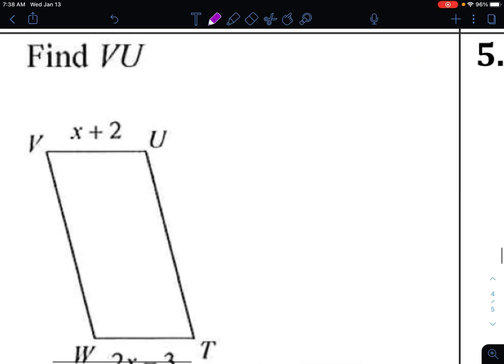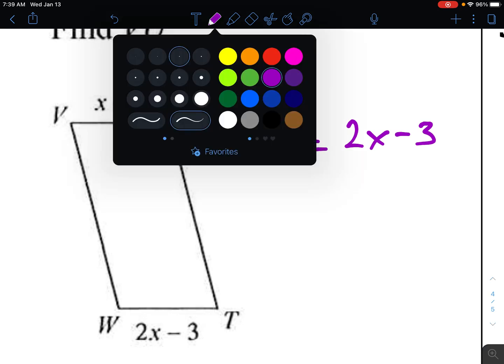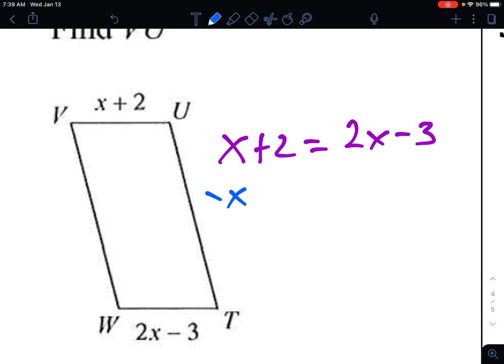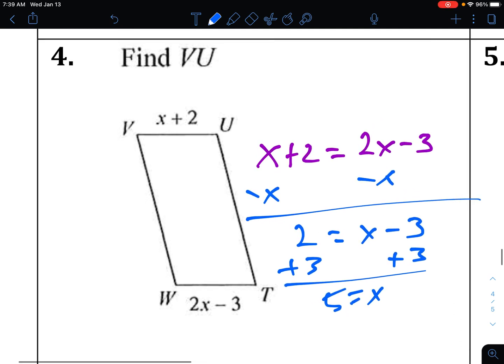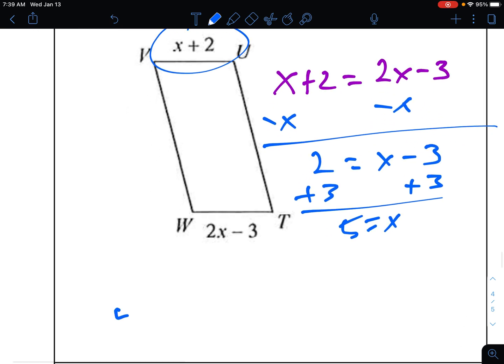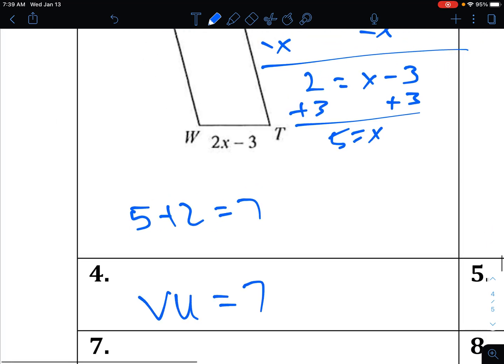All right, and then sometimes they give us expressions instead of numbers. Well, we have to do opposite sides are congruent. So in these cases, you take the property, and congruent is also the same as equal, or very, very similar to. And then we go through our algebra and solve. We get x is equal to 5. So VU is here. 5 plus 2 is equal to 7. So VU equals 7.